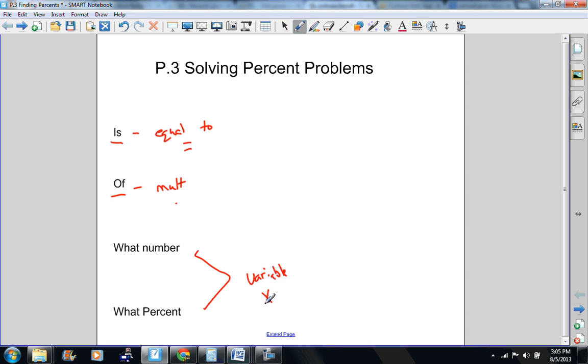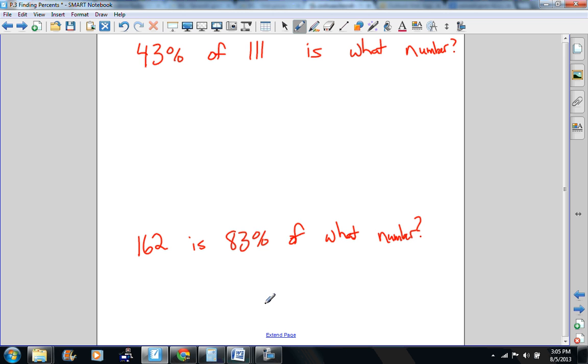Okay, so when we're working on these problems, we'll be given a sentence. 43% of 111 is what number? In order to solve this problem, the first thing we have to do is identify the key words that we had from earlier. The first one I see here is of. The second one I see is is. And the third I see is what number. Now, using what we learned earlier, we can create a mathematical sentence. So of is a multiplication sign, is is an equal sign, and what number is x.